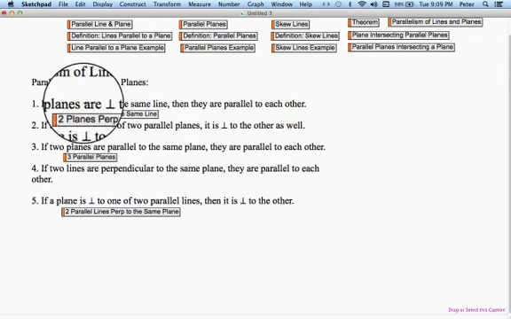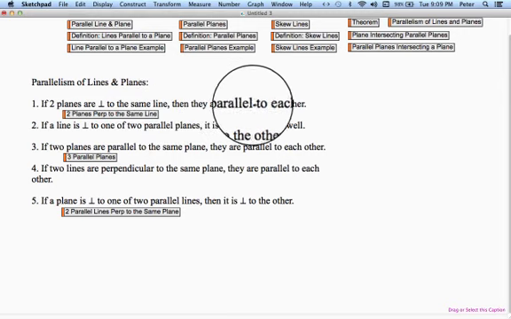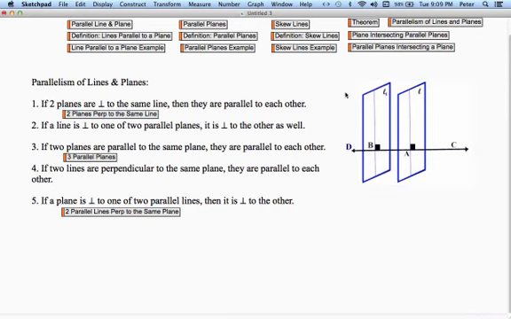If two planes are perpendicular to the same line, then they are parallel to each other. Let's take a look at what that might look like. Plane L1 and plane L are both perpendicular to line AB. So the two planes are perpendicular to the same line, therefore we can know that plane L1 and plane L are parallel to each other.